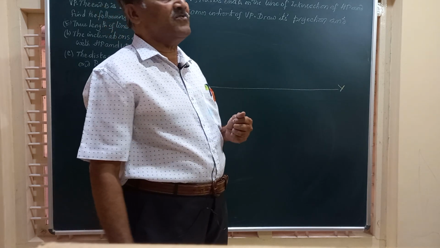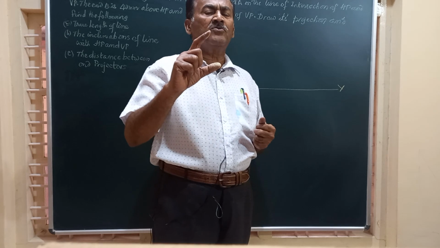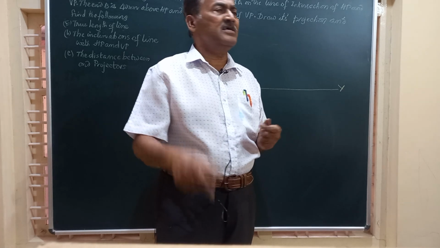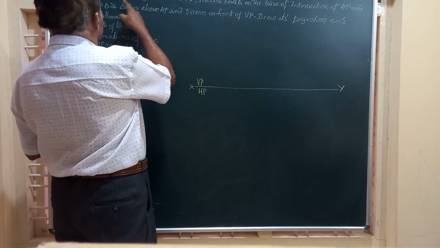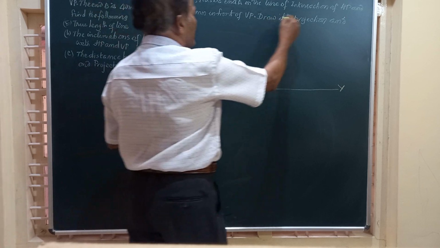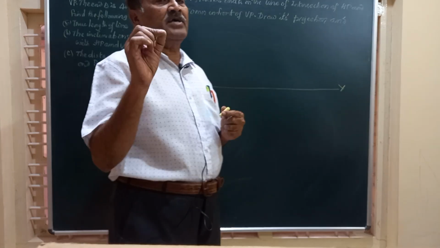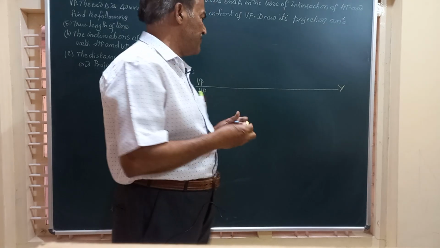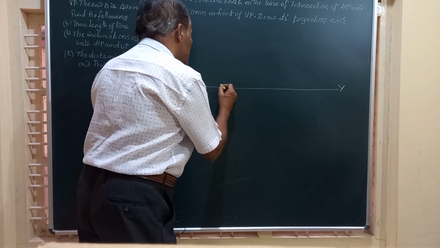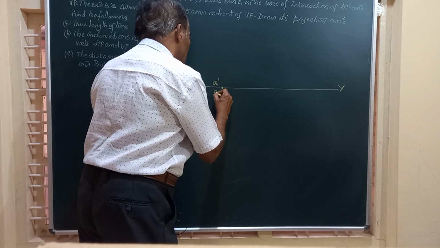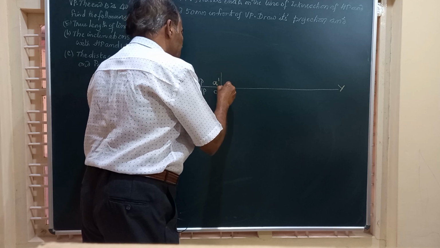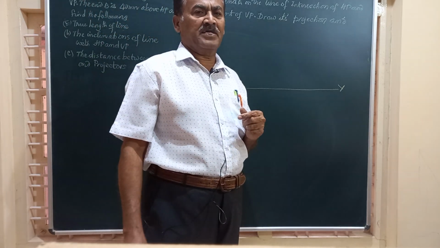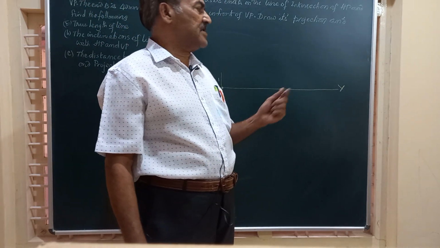Now friends, in any problem on lines, you will always be given the position of one of the ends of the line. Here, the end of the line is on the line of intersection of HP and VP. So whenever the point lies on the line of intersection of HP and VP, you are going to get both a dash, the front view, and a, the top view, at the same point on XY. So we have located one of the end points.